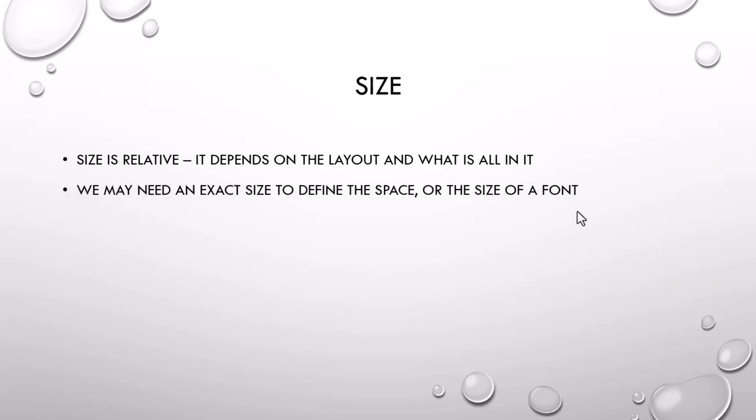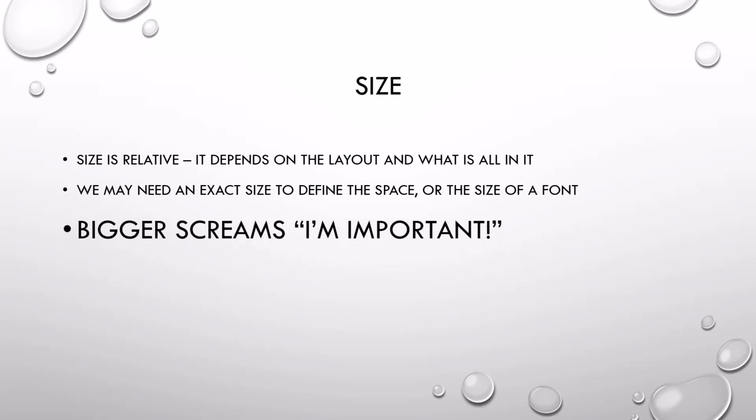So we may need to have exact sizes to define the space, like an 8.5 by 11 sheet of paper, or maybe a 4-inch by 5-inch space. We may need to define the size of a font as being a 12-point font or a 24-point font. Bigger screams, "I'm important." It looks like it's closer to you. Something that's smaller says, "I'm not so important," and it recedes into the background.